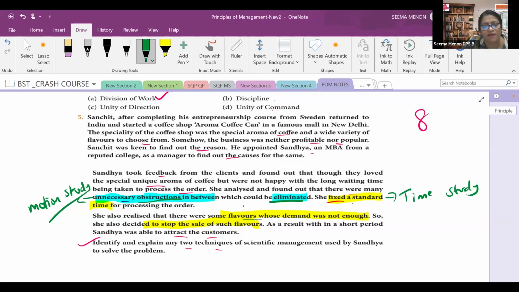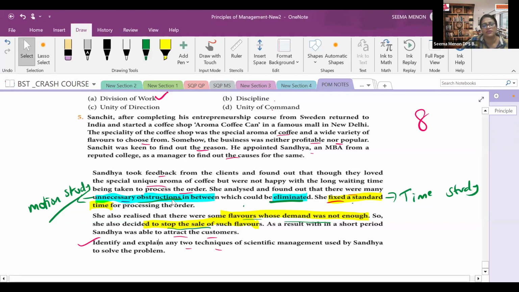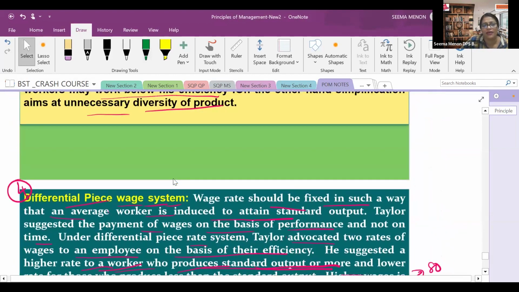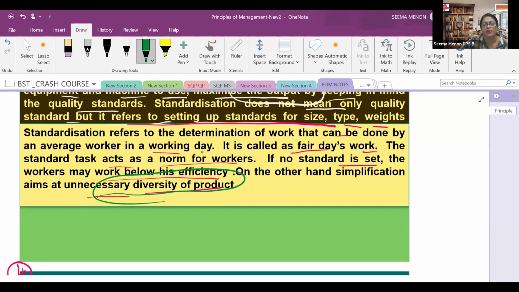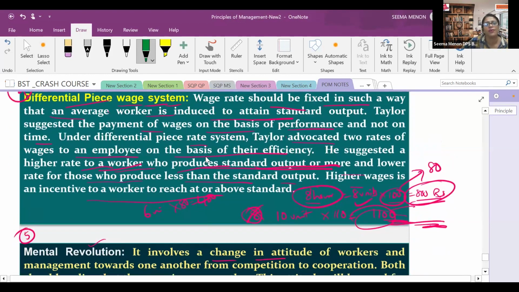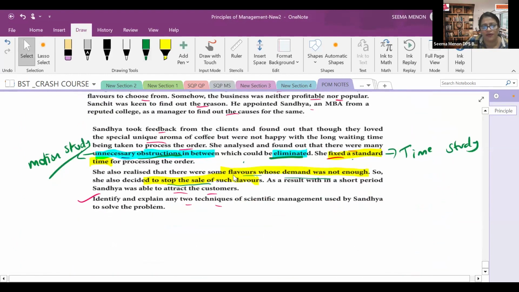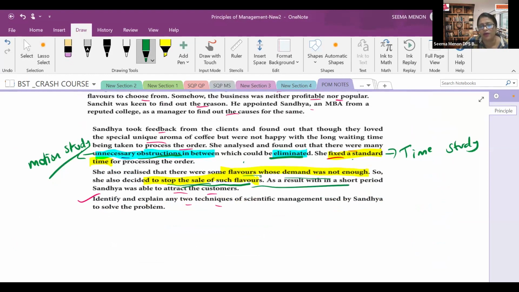She also realized that there were some flavors whose demand was not enough. So what do you have to do? There, the second last point we discussed: simplification and standardization. Simplification means unnecessary diversity of the product you have to remove. There were so many diversities, that means so many flavors. So they deleted that. So she decided to stop the sale of such flavors. So there it comes simplification. So out of these three, you can explain any two.